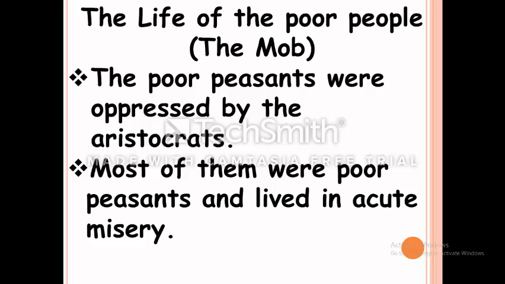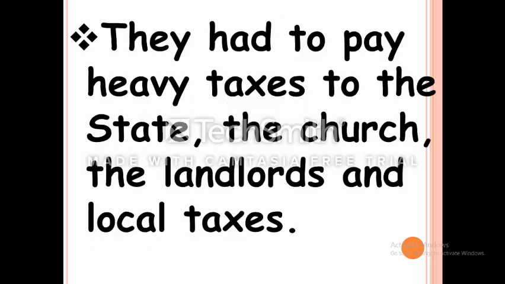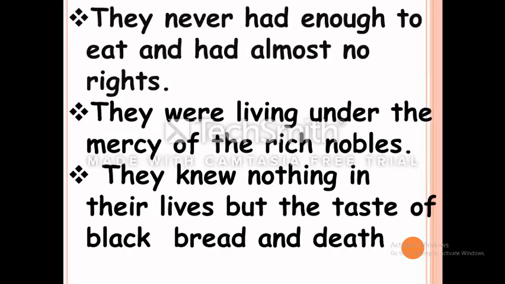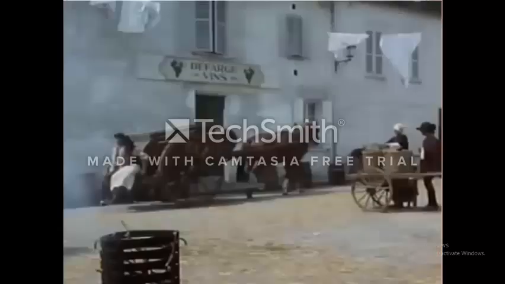On the other hand, the life of the poor people, or the mob. The poor peasants were oppressed by the aristocrats. Most of them were poor peasants and lived in acute misery. They had to pay heavy taxes to the church, to the state, the landlords, and local taxes. They never had enough to eat and had almost no rights. They were living under the mercy of the rich nobles. They knew nothing in their lives but the taste of black bread and death.